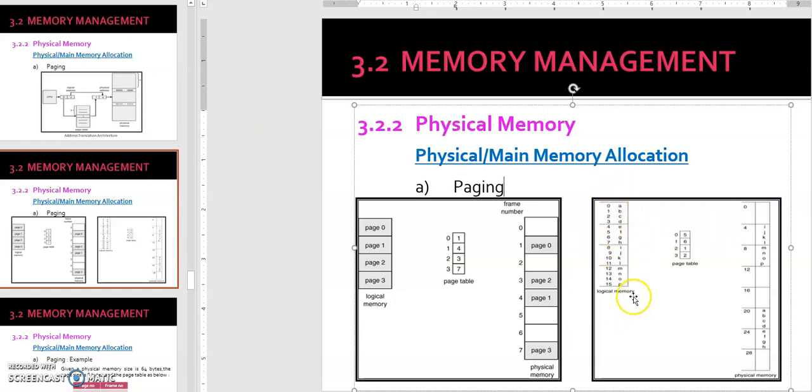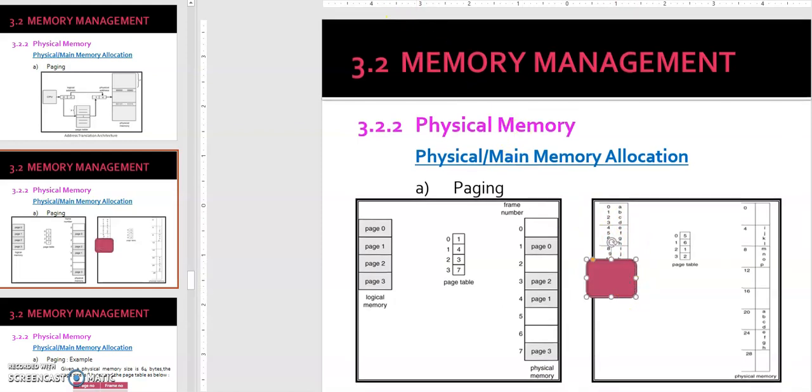Let's say the CPU says, please get me the contents of page 3. Where is page 3? This is page 0, this is the arrow here. Page 0, page 1, page 2, page 3. So this is page 3. Page 3 refers to frame 2. Where is frame 2? Frame 0, frame 1, frame 2. So frame 2 is over here.